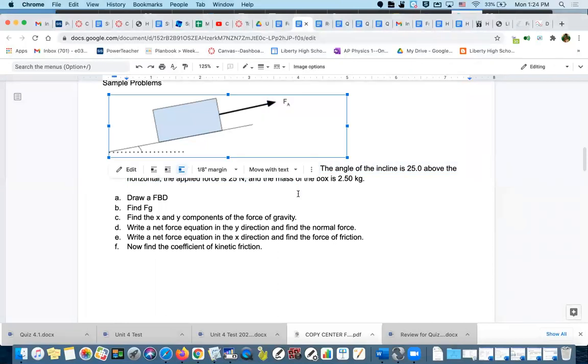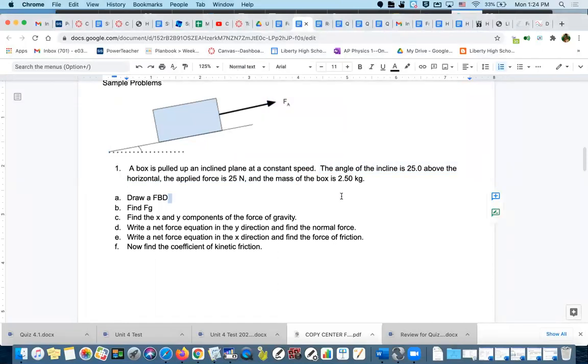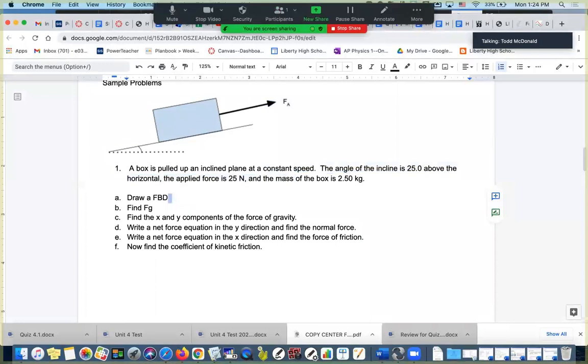Okay, let me try that again. A box is pulled up an inclined plane at a constant speed. That's important. The angle of the incline, so this little angle right here, is 25.0 degrees. And the applied force we know up here is 25 newtons. And we're told that the mass of this box is 2.50 kilograms.